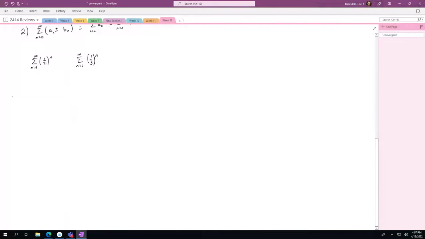Okay. But these properties do not apply if one of our series is divergent. Sound good? So if I took 1/2 to the n and tried to add 2 to the n, I couldn't really say anything about the sum because the 2 to the n is divergent and the 1/2 to the n is convergent. Our properties only work when our series are both convergent.